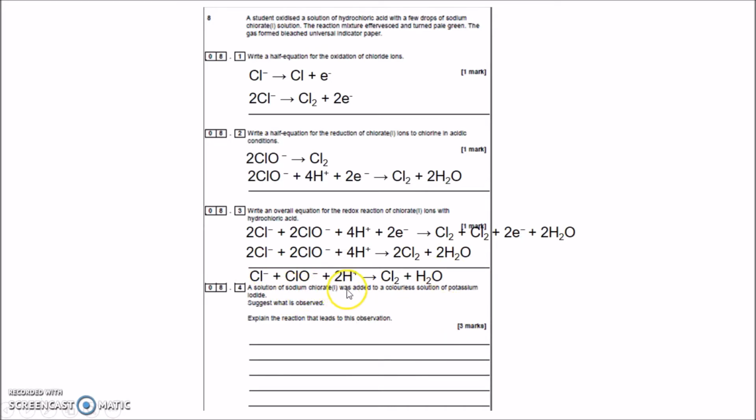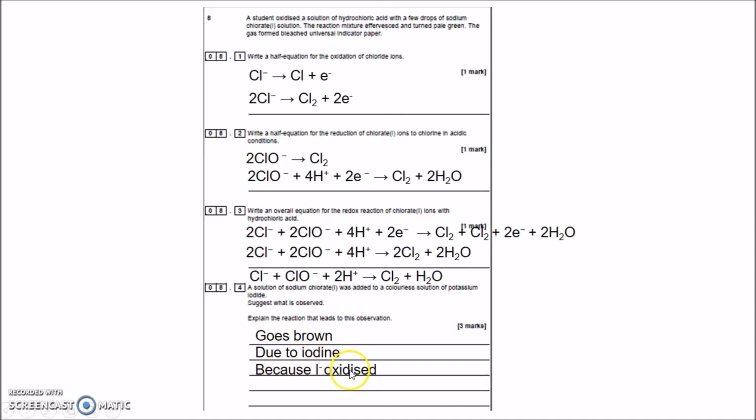A solution of sodium chlorate(I) was added to a colourless solution of potassium iodide. So I've got chlorate(I) just as before, but instead of chloride making chlorine, I've got potassium iodide making iodine. Iodine is a black solid, but when it's in solution, when there's some water around and it dissolves, it goes to a brown colour. So the black solid of iodine dissolves to make a brown solution.